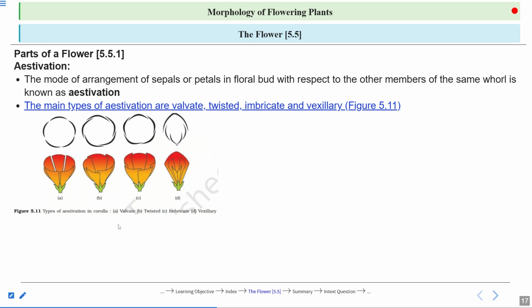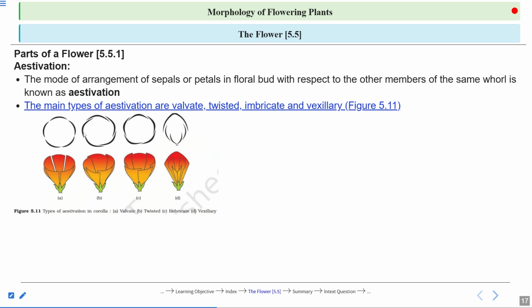The first one, valvate estivation. You can see the corner is touching. It is not overlapping. Any sepals or petals are not overlapping, right? It can be sepal, it can be petal. So, see, no overlapping of the whorls. But what about here? Here one end is overlapping the preceding one.